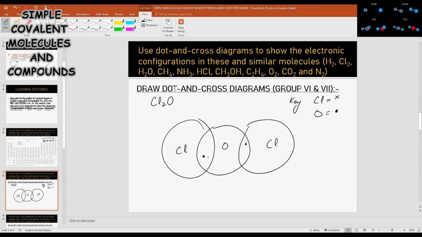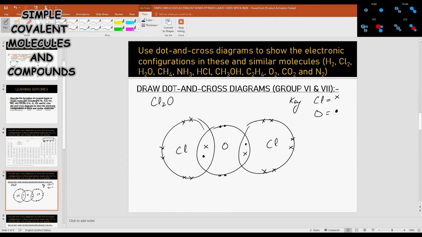1, 2, 3, 4, 5, 6. 6 is the number of electrons present in the valence shell of oxygen, as it belongs to group 6. What about chlorine? Chlorine belongs to group 7, so it must have 7 valence electrons. 1 will be shared with the oxygen atom. Let's start with this one. 1, 2, 3, 4, 5, 6, 7. Now I will do this for this chlorine atom. 1, 2, 3, 4, 5, 6, 7.